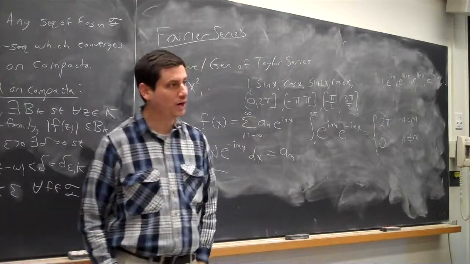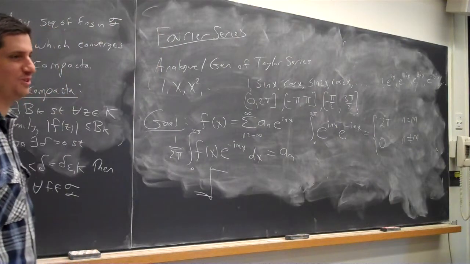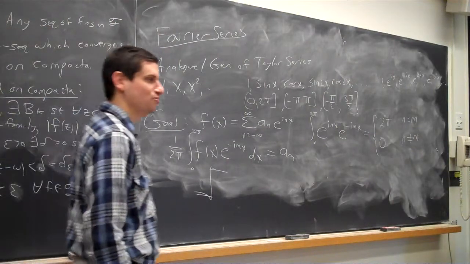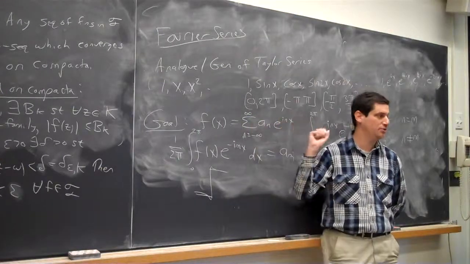If the function is L1, you can have a Fourier series that diverges, I believe, almost everywhere from the original function. I believe Kolmogorov found a strange example. So L1 convergence is not as strong as L2 convergence.